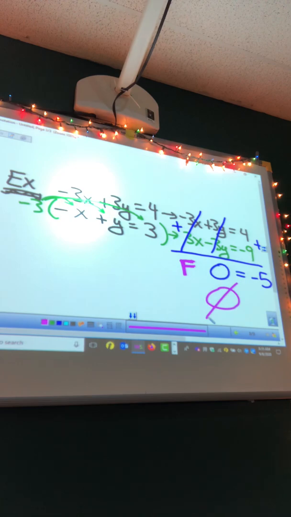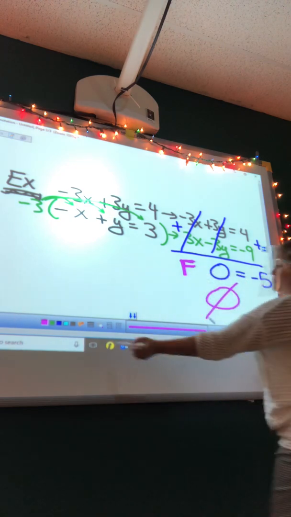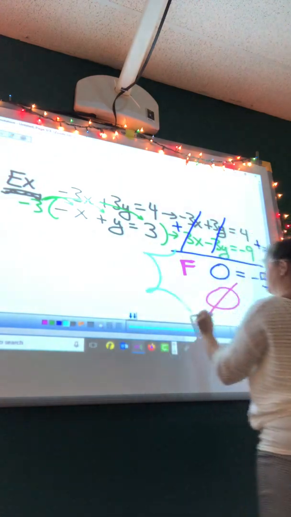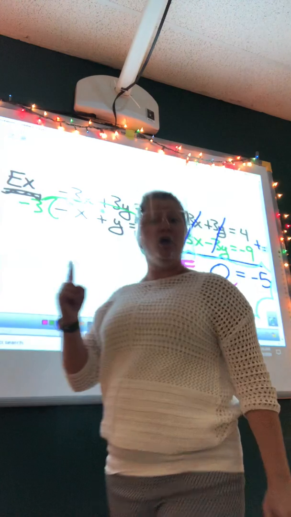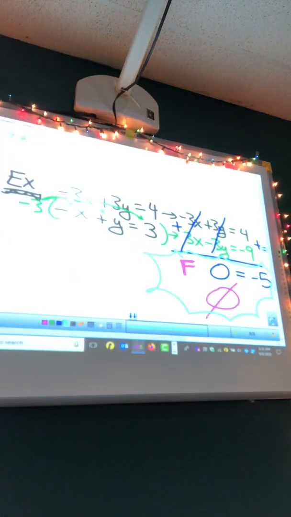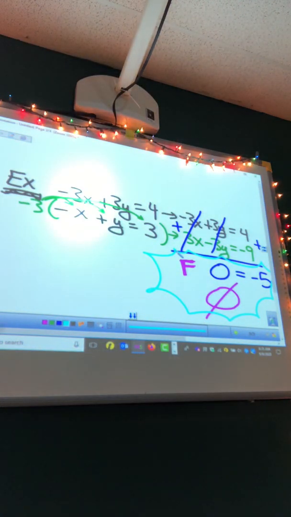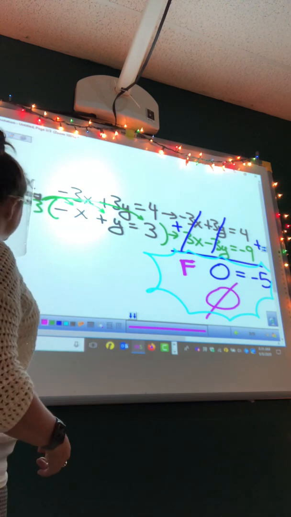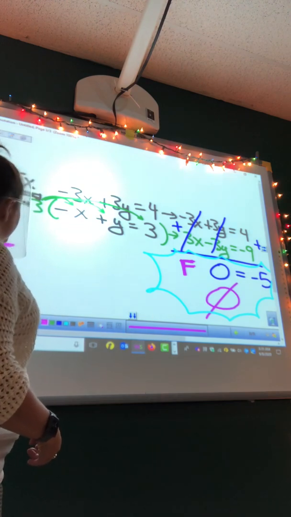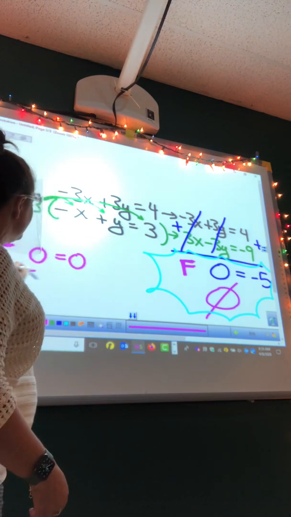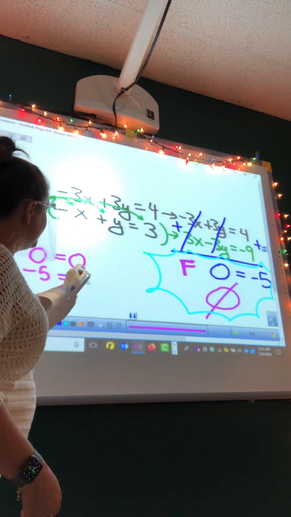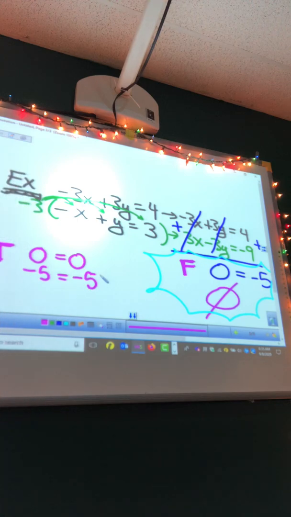Okay, so this is a special case, this right here. If you end up with false, it is going to be a no solution. If you were to end up with a true statement, say for example, it ended up being 0 equals 0, or maybe it was -5 equals -5. Those are true statements, correct? Right? If it was this or this, it's true.